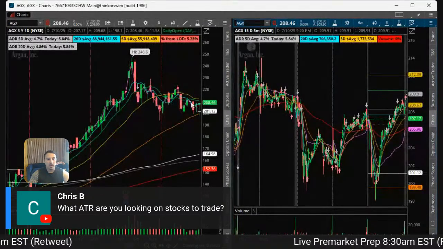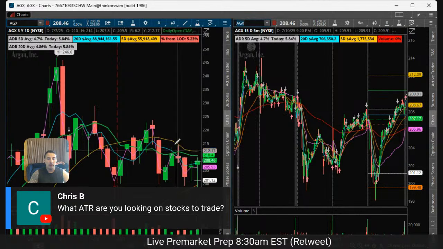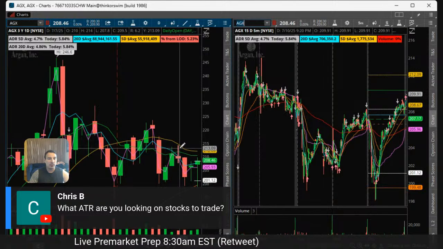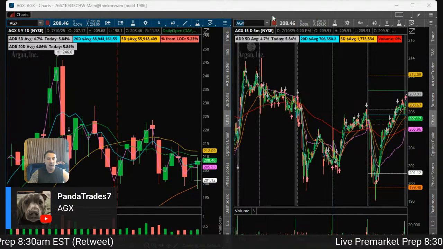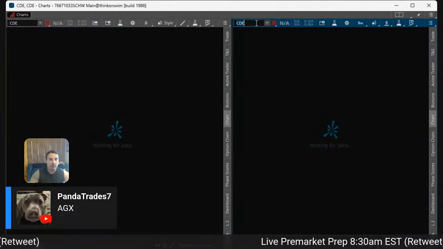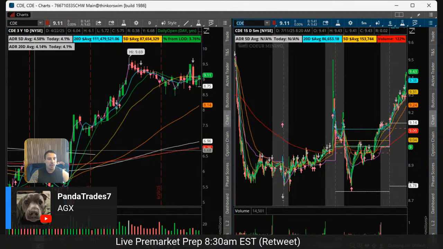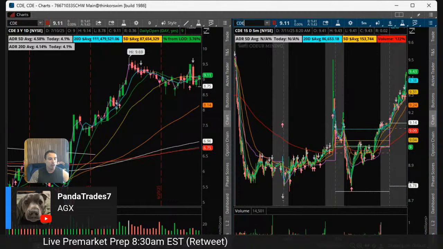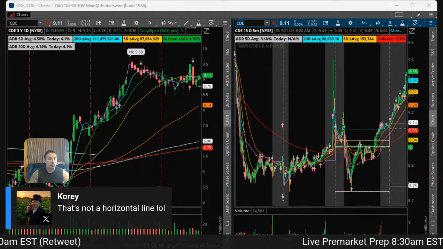AGX, I saw this one yesterday. Yeah, this one looks pretty interesting. Good earnings and sales, hopefully bouncing right off the 50. If this thing can get going over 214, looks pretty good. CDE, yeah, this one is a nice little silver miner that's not going away. I like AG and PAAS more. Yeah, horizontal lines are best.